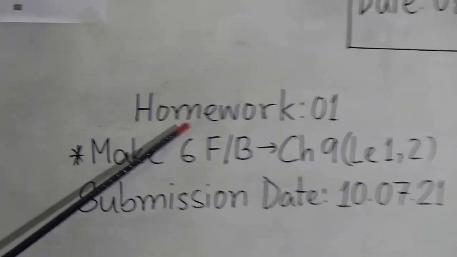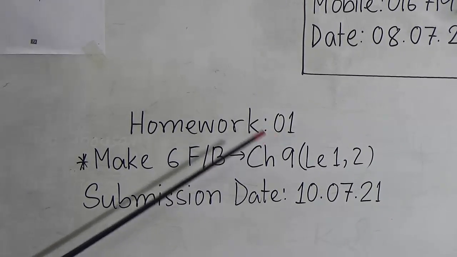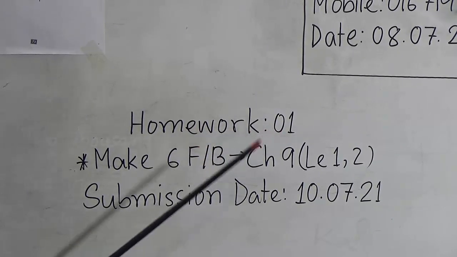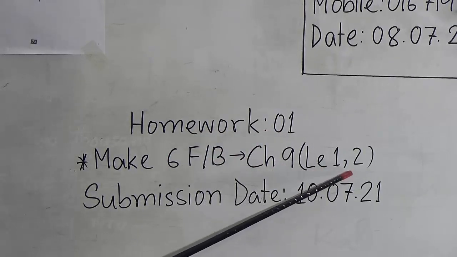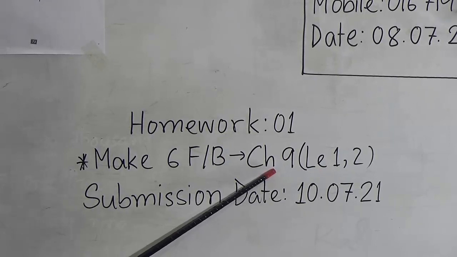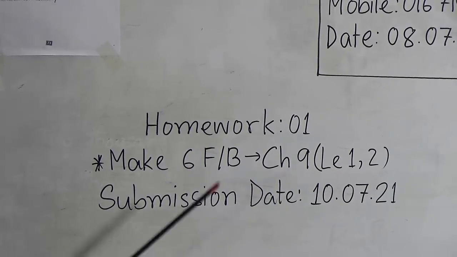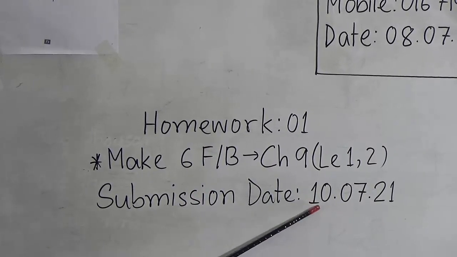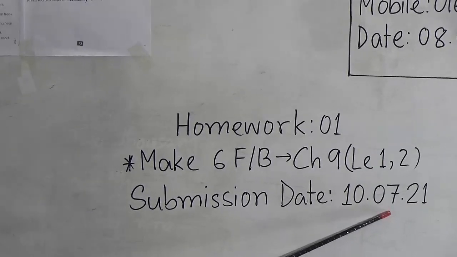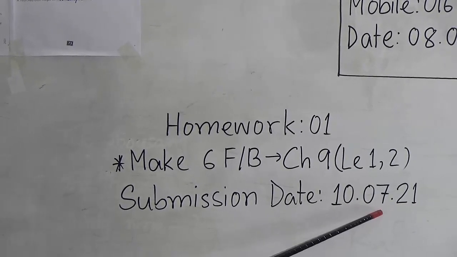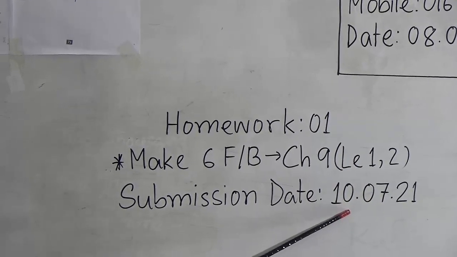Okay, dear students, now look, at first you will go through lesson 1 and 2, and then you will do homework. This is your homework number 1 in the annual term. In this term it will be homework number 1, and you will make 6 fill in the blanks from lesson 1 and 2 of chapter 9. From these 2 lessons you will make 6 fill in the blanks. Okay, and the submission date is 10/7/21, that means 10 July. That means in this month, 10th July, that means our next Saturday, you will submit your homework.